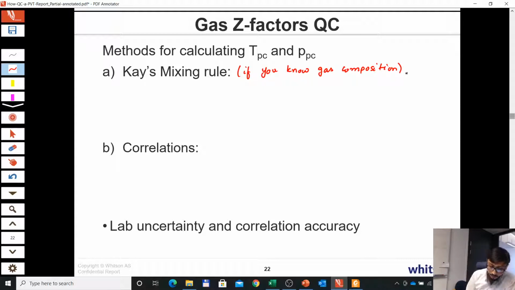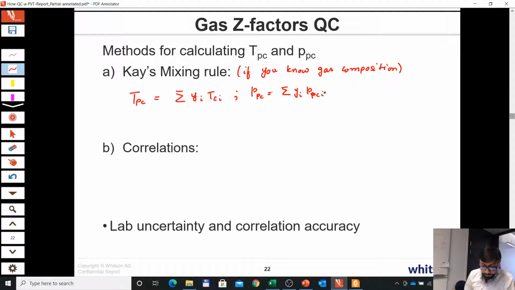So if you know the gas composition, then what this method says is that the pseudo-critical temperature is just the sum product of Yi times Tci. These are the mole fractions of each component in the gas phase, and these are the critical properties of each component. And the same goes for PPC, which is the sum product of Yi times PPCi.